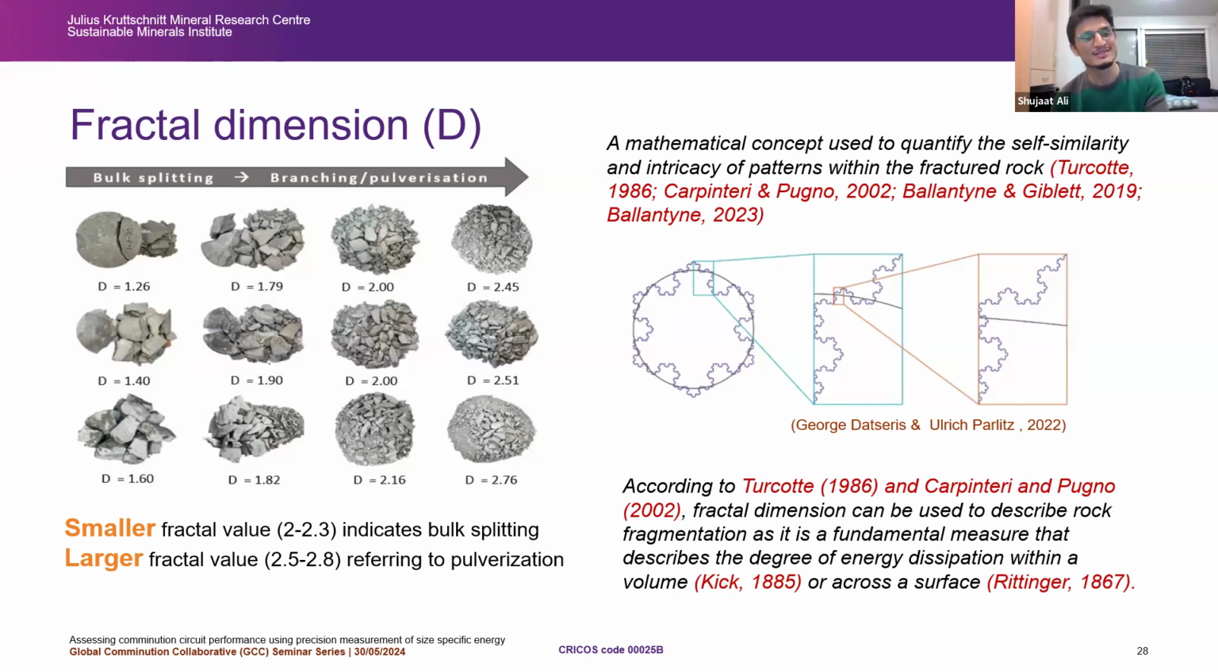What is fractal dimension? Fractal dimension is a mathematical concept that is used in science generally to quantify self-similarity of different sorts of patterns, right? For example, snowflakes. I'm just putting down here an example. If you look at a bigger snowflake, and then you zoom in, you will see the same pattern being repeated, and it goes on and on forever.